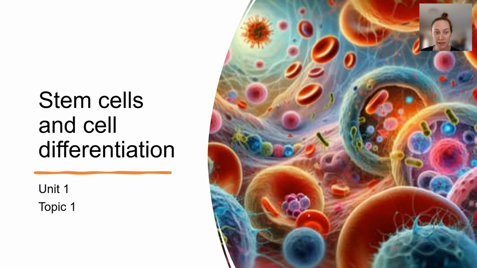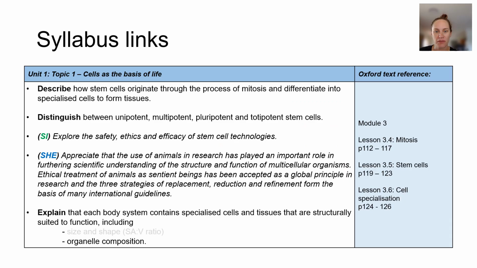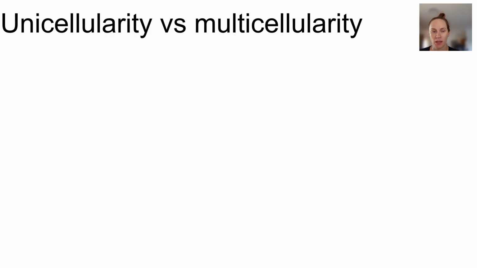We are looking at stem cells and cell differentiation. Now, we've already kind of covered off on the mitosis part, which is quite in depth, but our focus this lesson is to learn about stem cells in particular and what makes them unique. All right, let's look at unicellular versus multicellular organisms.